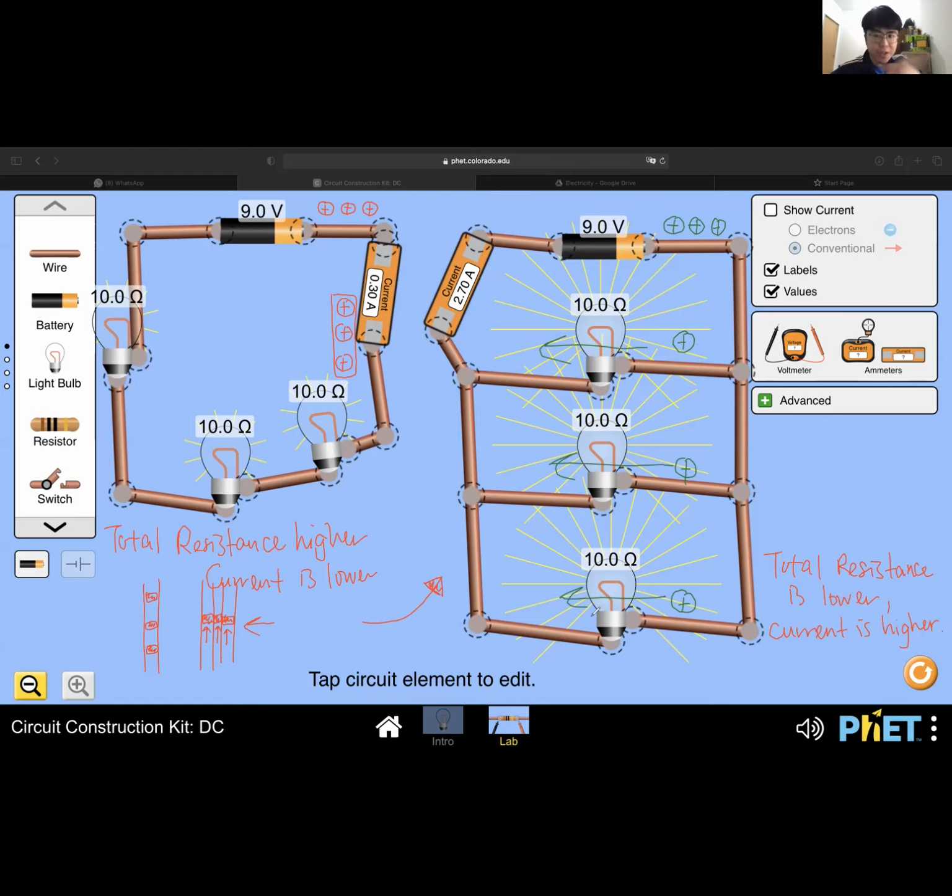So the first one, the series, the flow, is it efficient? Not efficient. Not efficient means there's traffic jam, there's resistance. So the series has high resistance. That is the reason why. And the parallel has lower resistance. Does that make sense? Okay.